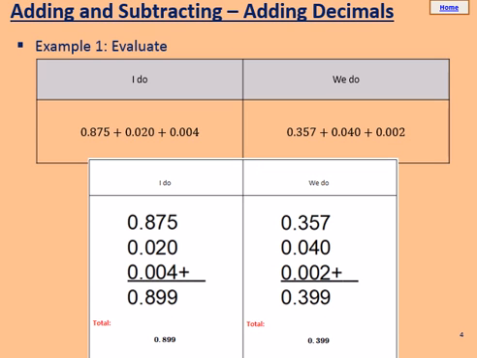So shown here is the answer to the we do. So well done if you got 0.399 on that one. Don't forget to use your column method.